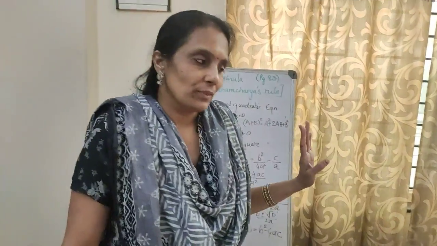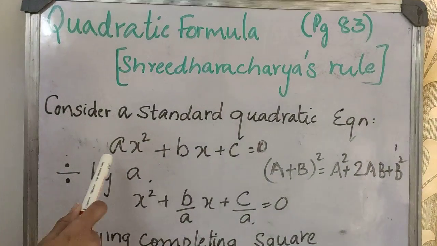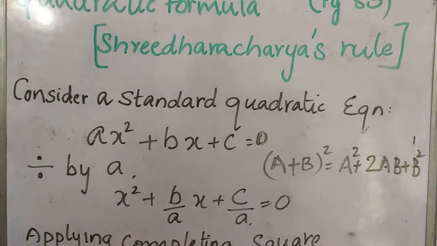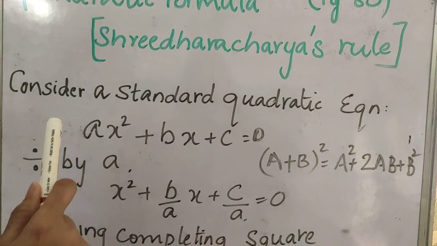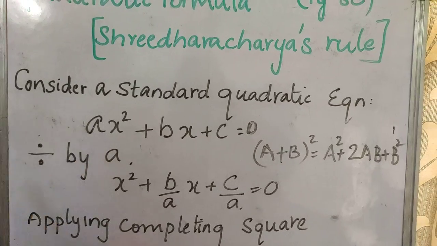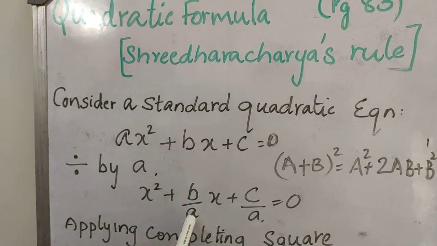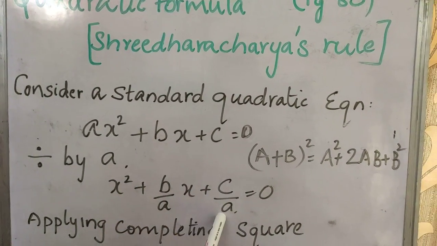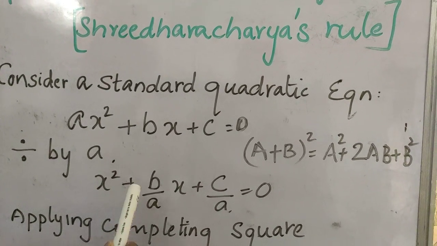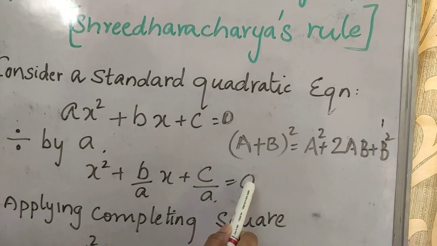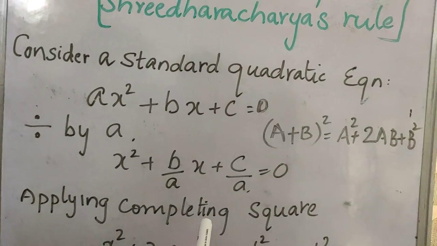So listen here. We are considering a standard quadratic equation, ax square plus bx plus c equal to 0. Now what we do is divide each of the terms by a. So when you divide ax square by a, you get x square, b by a x remains as such, c by a, and 0 by a is 0. So you get a new quadratic equation, x square plus b by a x plus c by a equal to 0. From now I am going to apply the completing the square method.